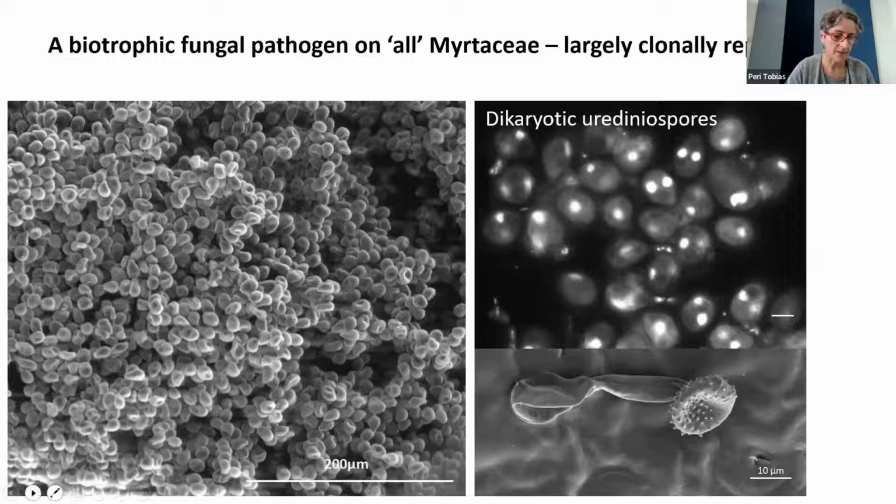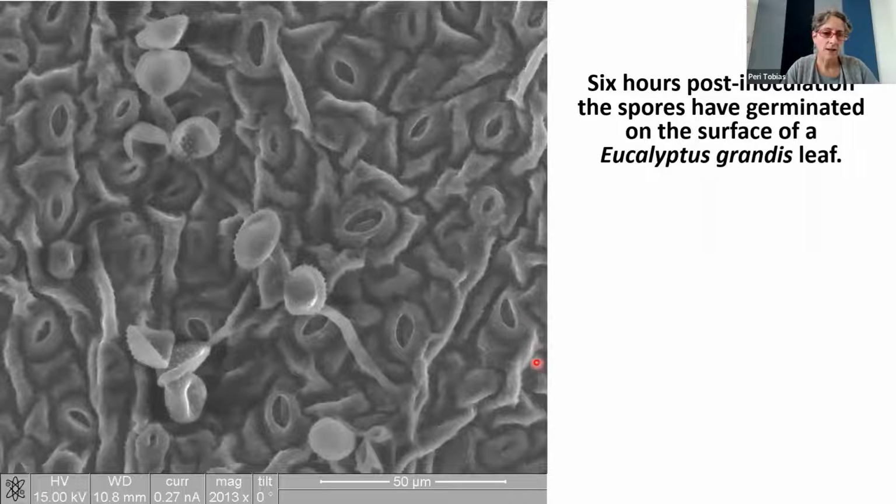Just a quick picture, a scanning electron microscope image of 6 hours after inoculation with myrtle rust on a Eucalyptus grandis leaf, and you can see the germ tubes. So very rapidly they will germinate and then puncture through the leaf surface.